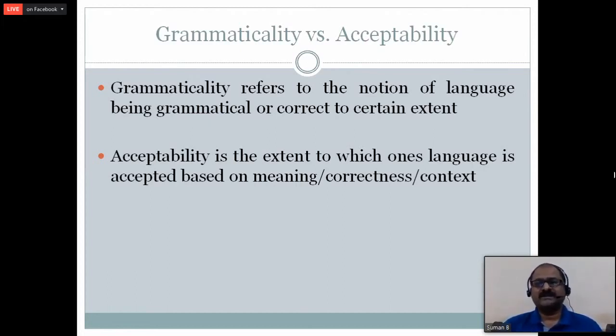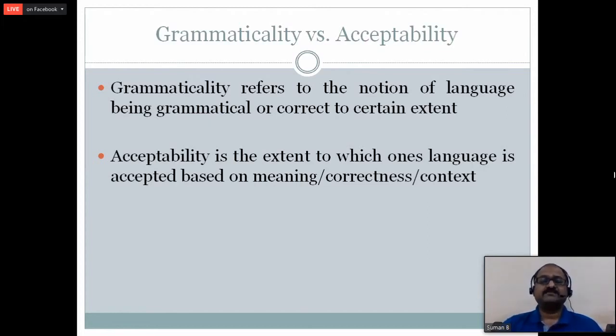I am using grammaticality in a broader sense, where grammaticality has to do with the notion of correctness. So whatever aspects are related to correctness, including pronunciation. Just like your grammar has to be correct when you write something, similarly your pronunciation also has to be correct when you are speaking. So I'm including everything related to correctness into the notion of grammaticality here. I hope you understand grammaticality better now.